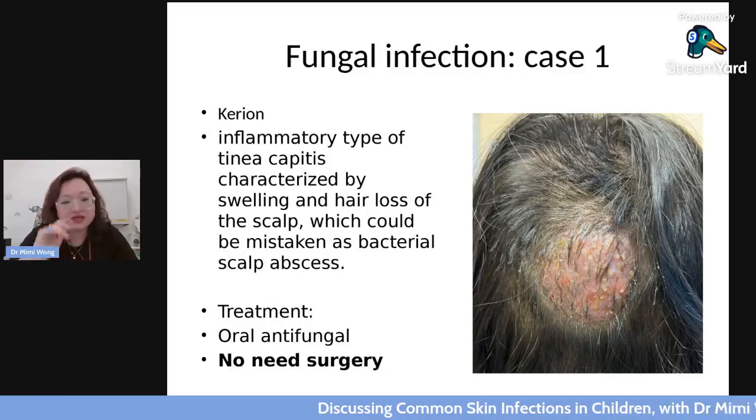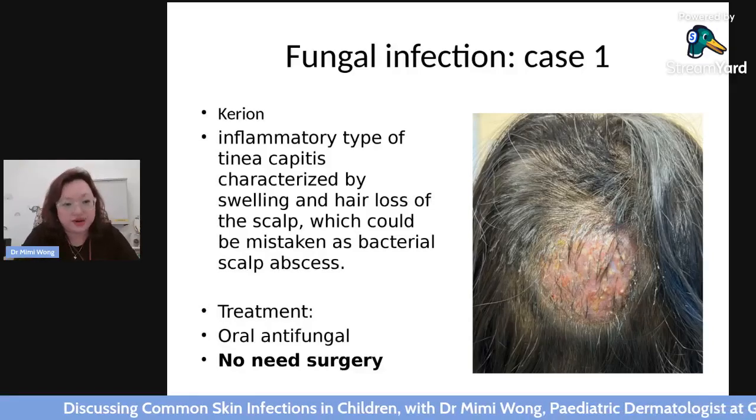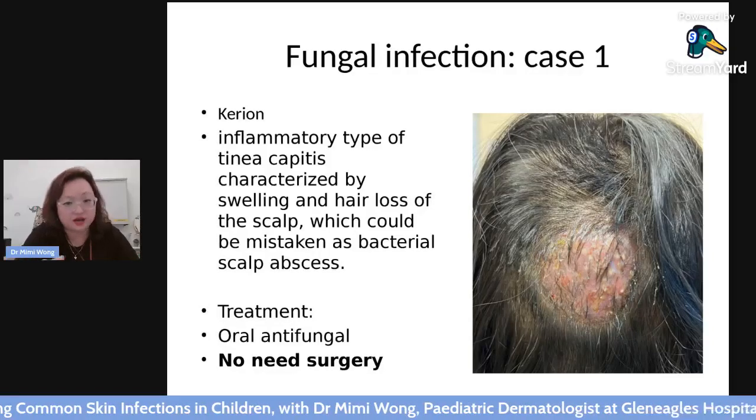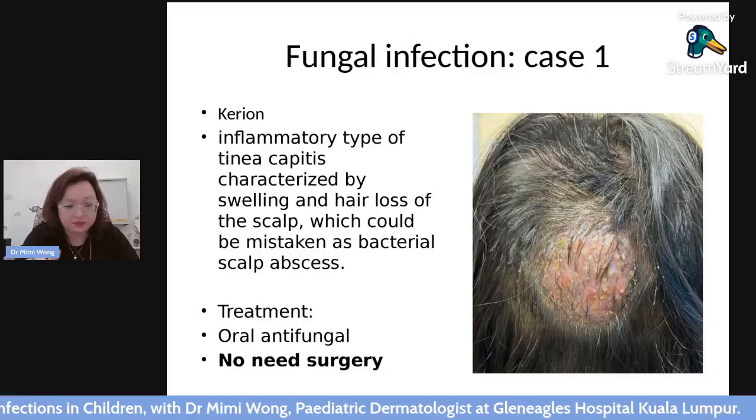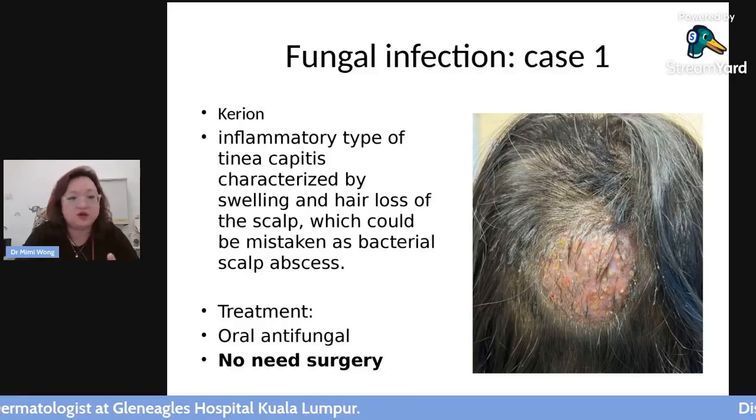The problem with this kerion is that if you don't treat it aggressively and properly, it can cause permanent hair loss and also scarring on the scalp. So it's very important. If you're not very sure, you should refer to pediatric dermatology fast.